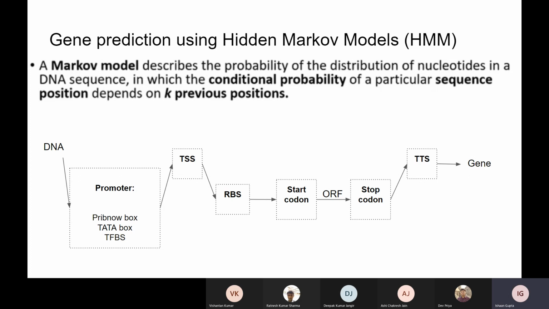All right. So in order to do all these things, besides looking at the codon usage, at sequence features, locating exactly where you have a promoter, where you have all these sequence features, instead of doing these things separately, there is one set of algorithms or one set of tools that you could be using, which is called Markov modeling. Basically, a Markov model describes probability distributions of nucleotides in a DNA sequence, and it's dependent on some conditional probabilities of a particular sequence, depending on k previous positions.